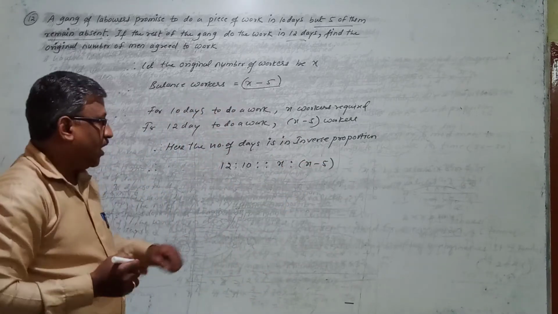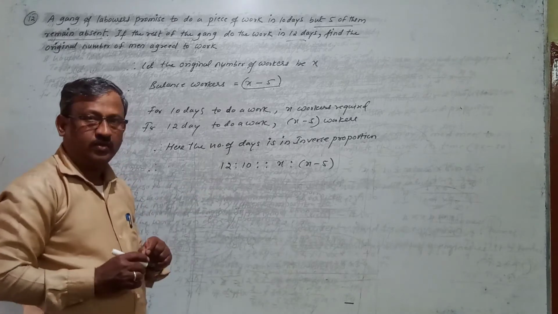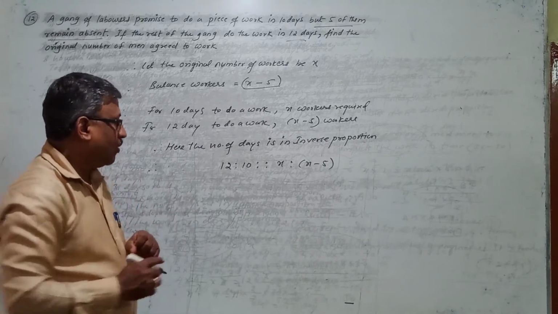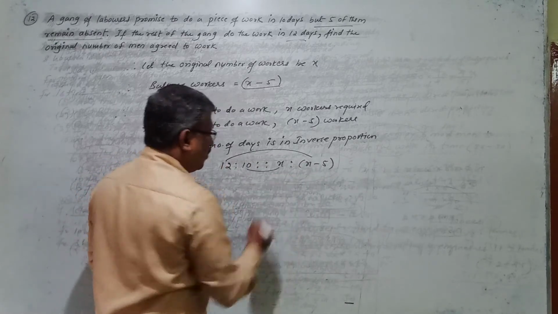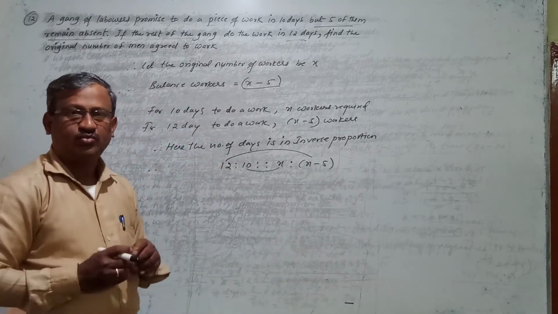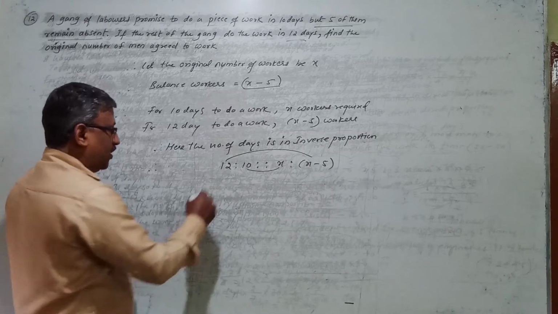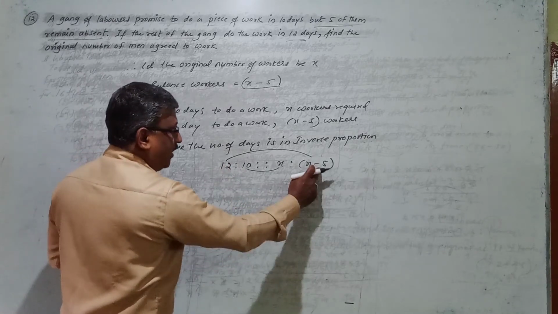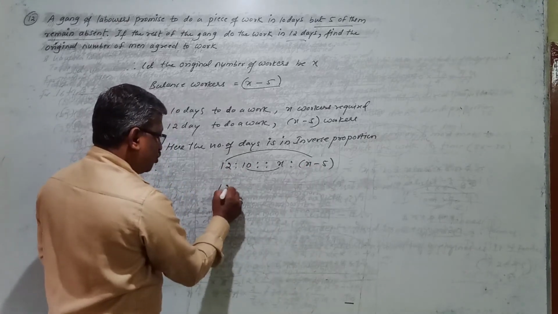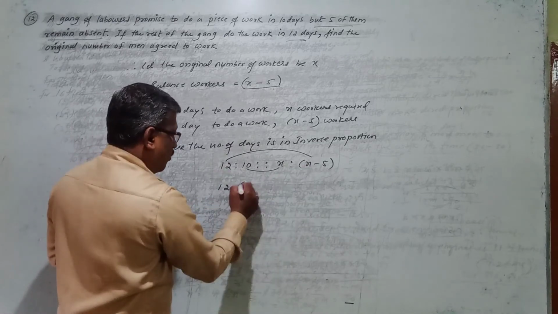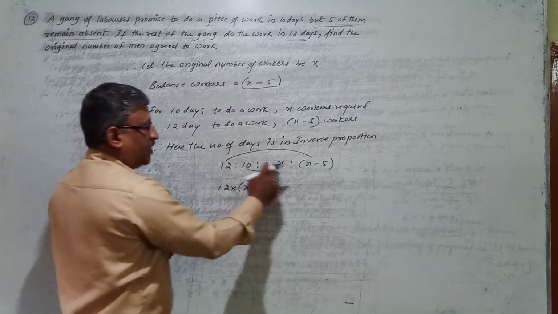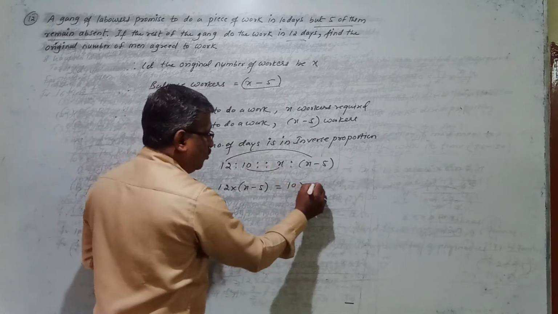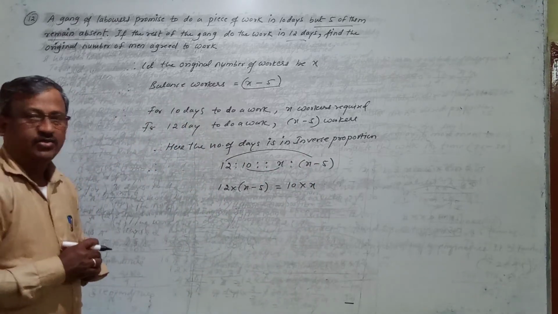And to find out the missing value, you have to use the rule of proportion. What does the rule say? In proportion, the product of extremes is equal to the product of means. So multiply extremes on one side and means on another side. My extremes are 12 and x minus 5. So 12 multiplied by x minus 5 equals my means, 10 into x. And simplify this.